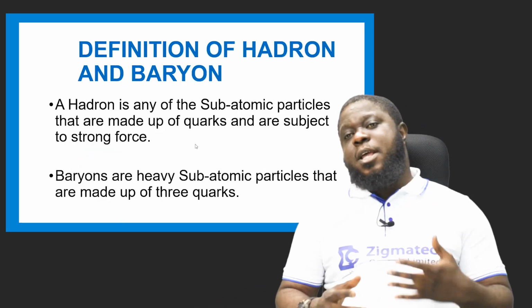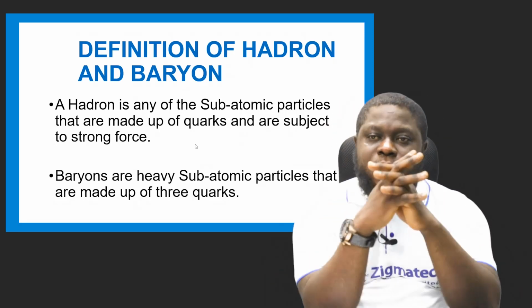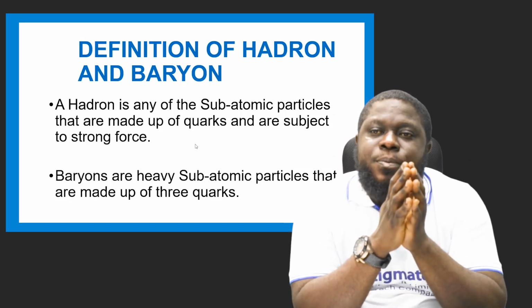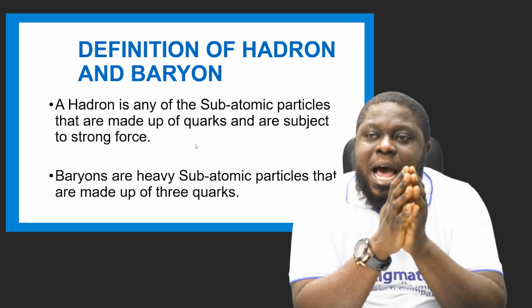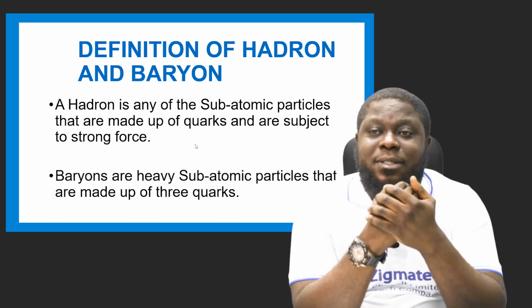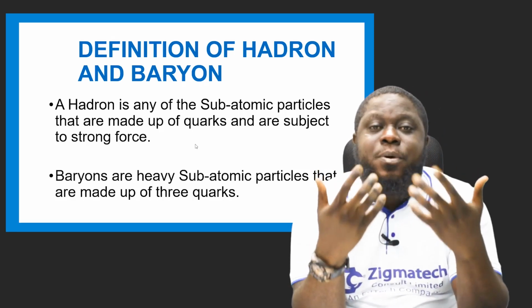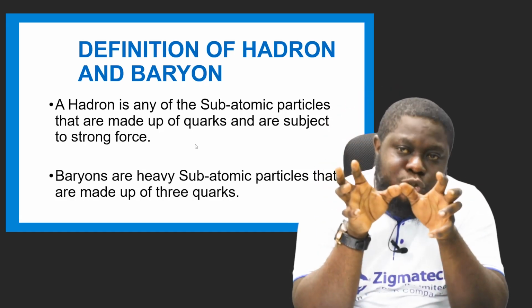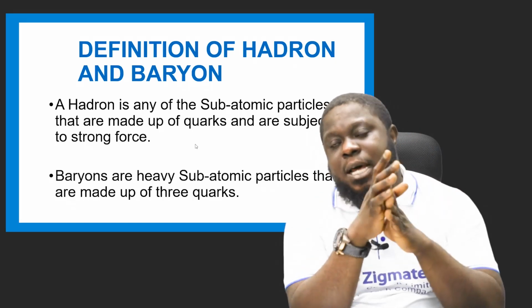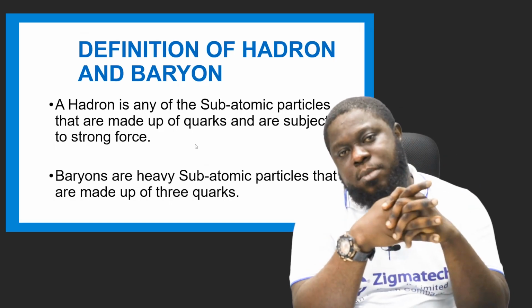Now, I said I will tell you what the hadron and baryon mean. A hadron is any of the subatomic particles that are made up of quarks and are subject to the strong force. They must have a strong force for them to operate. Subatomic means smaller than an atom. You will know that when we get to the atoms.